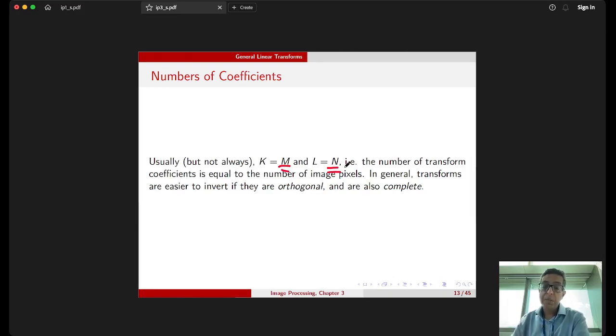So it might be that we have a larger number of basis images as indicated by large K and large L, but typically the transforms that you'll meet will have the property that large K is equal to large M and large L is equal to large N.